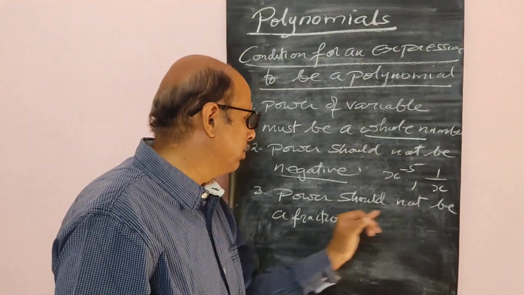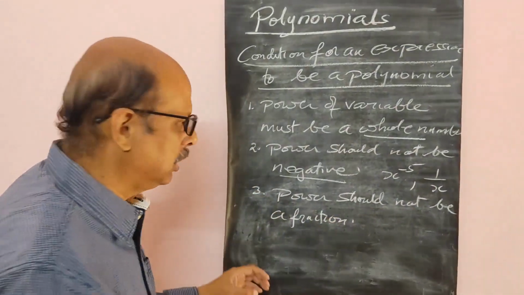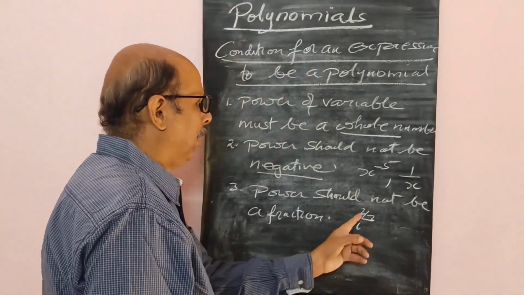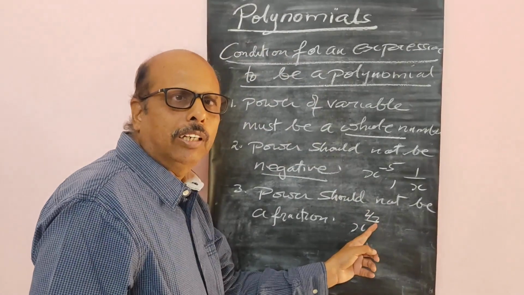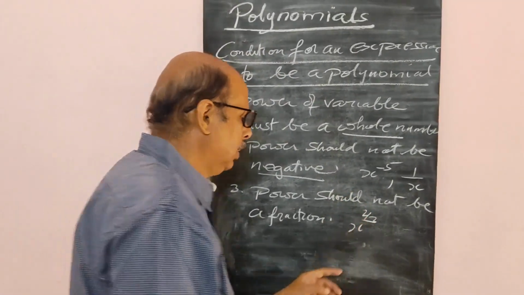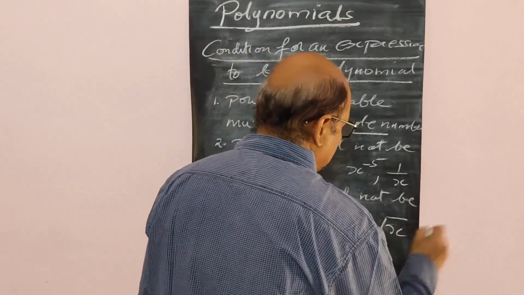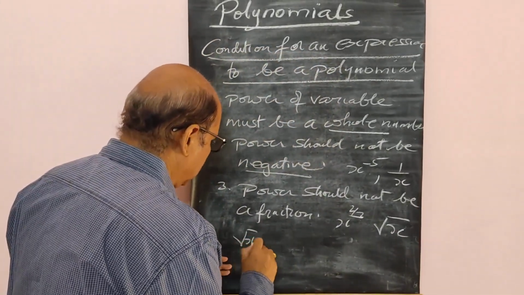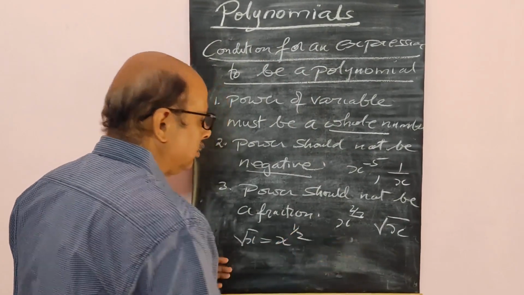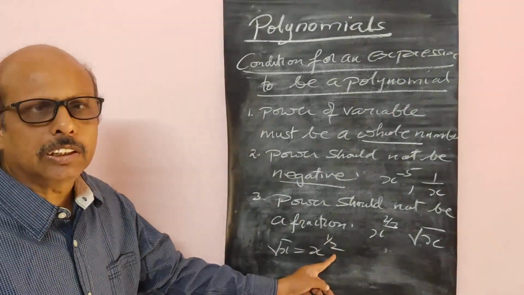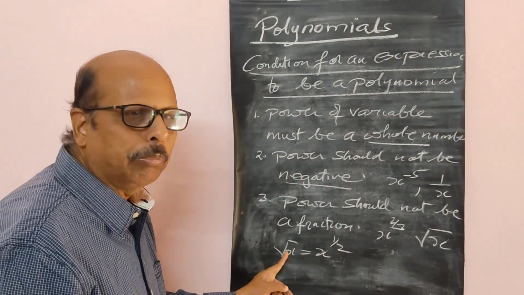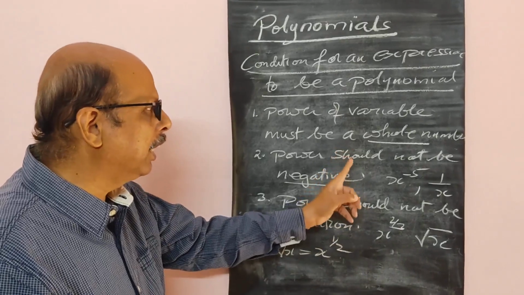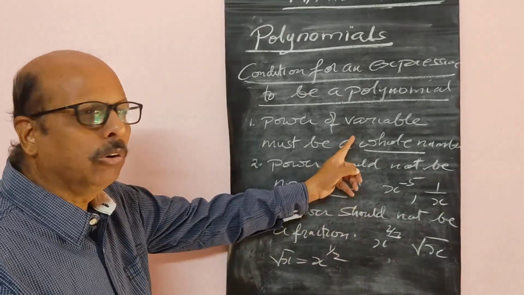Now power should not be a fraction. What is a fraction? Suppose I write x raised to 2 by 3. Power is a fraction. It cannot be a polynomial. Suppose I write square root of x. When I write square root of x, it means x raised to 1 by 2. So power has become a fraction. So it is not a polynomial. So power should not be a fraction, should not be a negative number. It should be only a whole number.